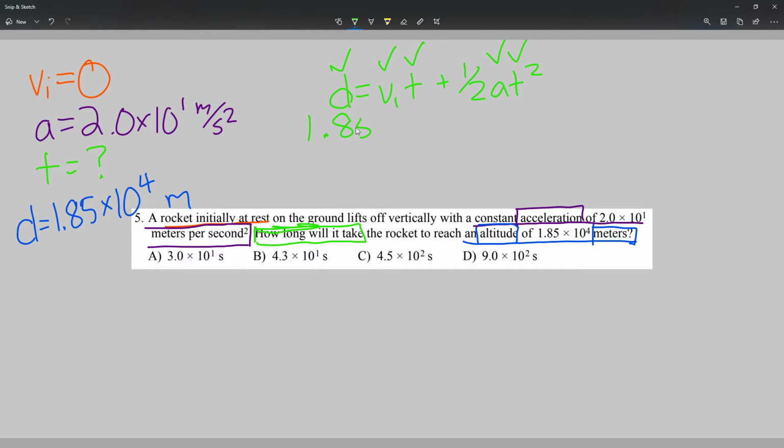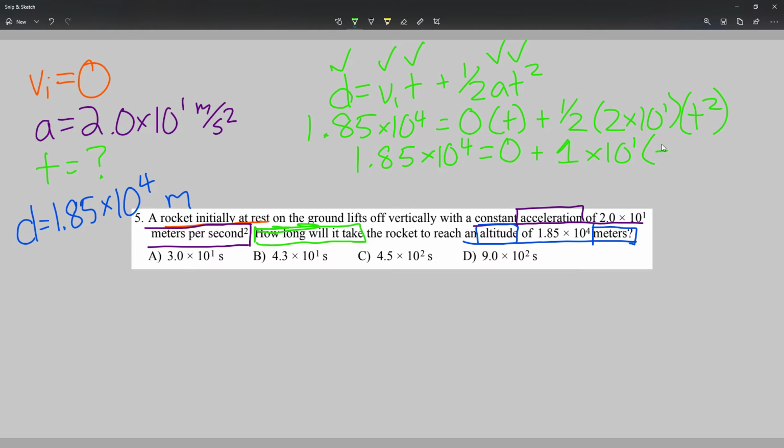So 1.85 times 10 to the 4 is equal to 0T plus 1/2 times 2 times 10 to the 1 times T squared. Sure, maybe you can just use a calculator and put it in expanded form, but I think leaving it in scientific notation is easier. We'll solve it in scientific notation. 0 times T gives you 0. 1/2 times this number gives you 1 times 10 to the 1 T squared.